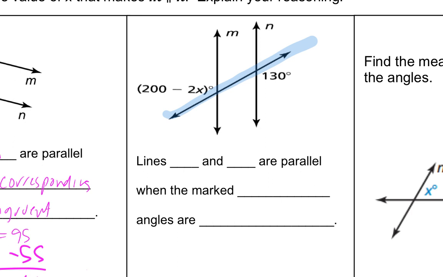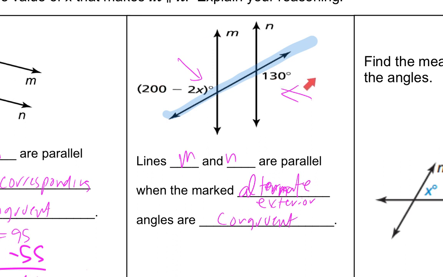So lines M and N, right? Lines M and N are parallel when the marked what angles? What are these angles described as? Okay, they're on alternate sides and they're on the outside, right? So we're going to call those alternate exterior angles. And what would you say? Those are congruent or supplementary? We said congruent, right?